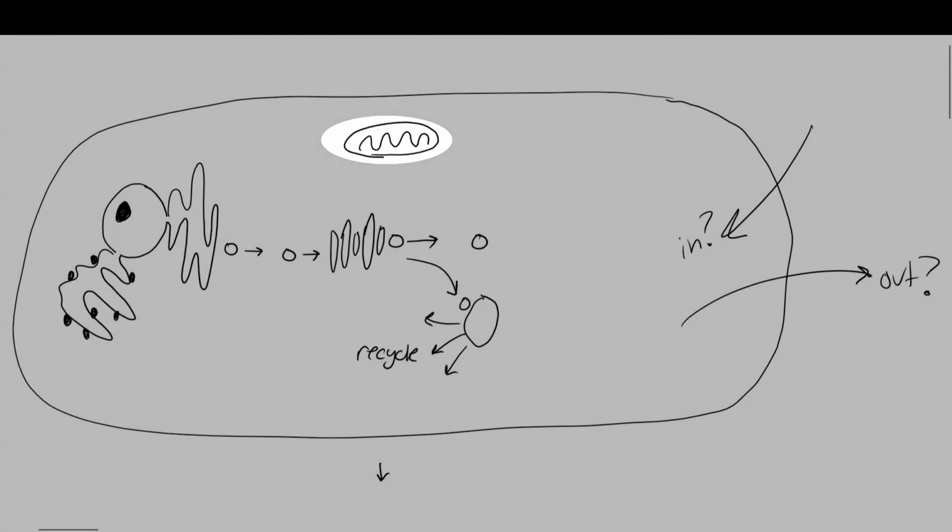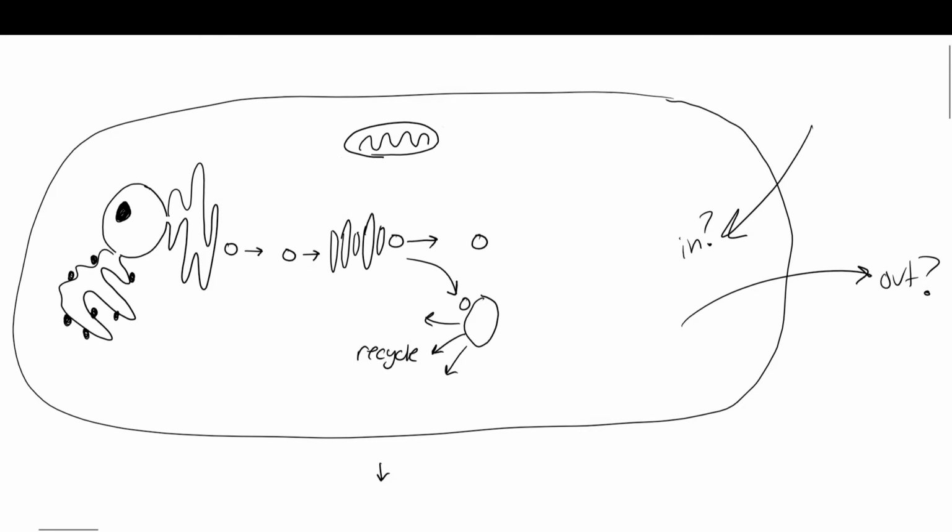So now the question is, how does the cell membrane control what is allowed in the cell and what is allowed out of the cell? Okay, so let's take a look at some examples here.